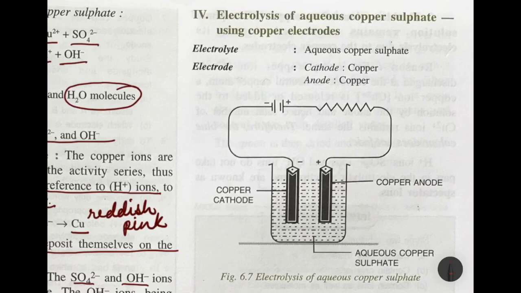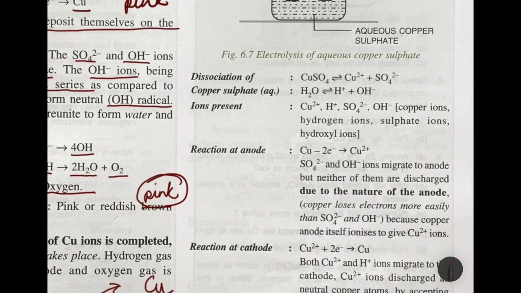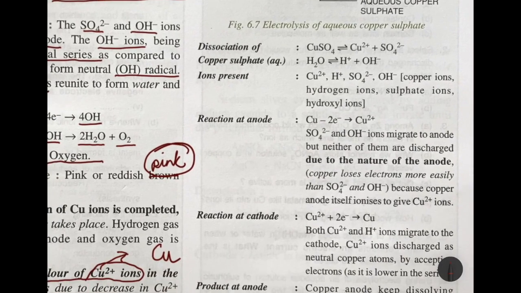We are again going to learn the electrolysis of aqueous copper sulfate solution only, but we are using different electrodes, that is copper electrodes. Copper electrodes are active electrodes. They will take part in the reaction. So the electrolyte used is aqueous copper sulfate, and the electrodes, as I've already told you, both cathode and anode, are copper, active electrodes. So copper sulfate dissociates to form copper ions and sulfate ions. Water dissociates to form hydrogen ions and hydroxyl ions. So there are 4 ions present: copper, hydrogen, sulfate and hydroxyl ions.